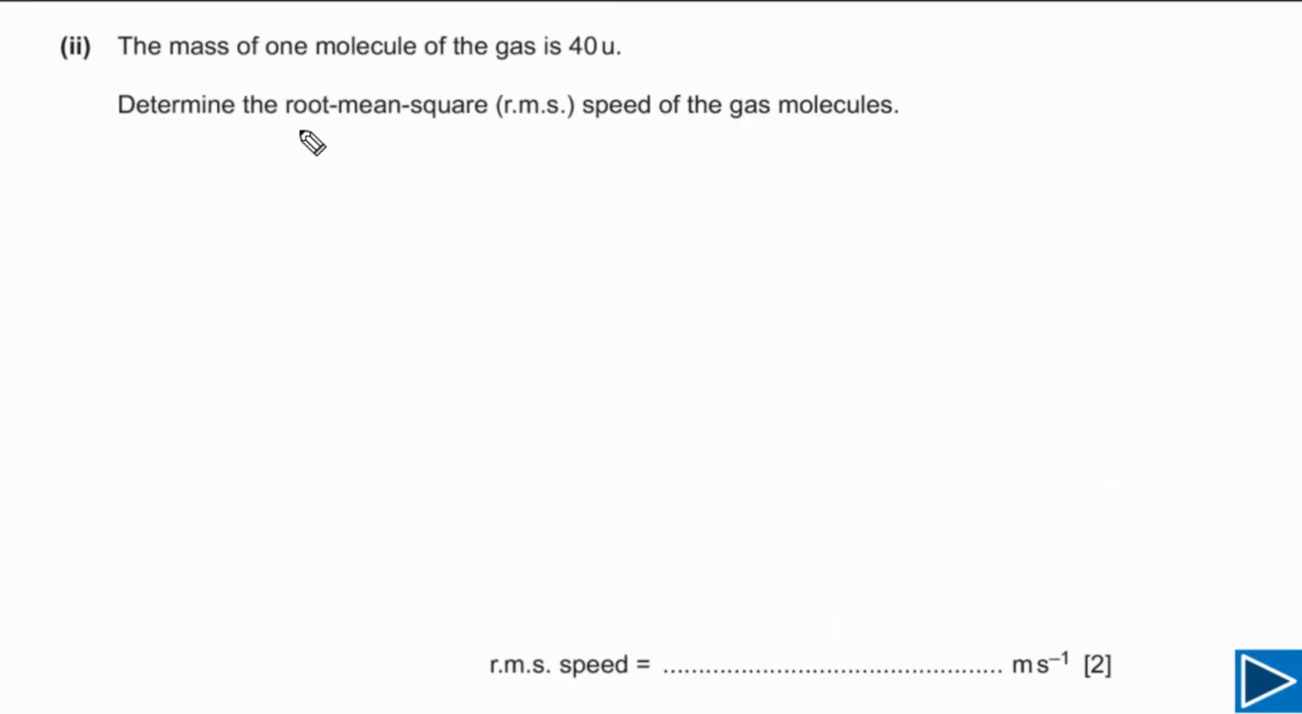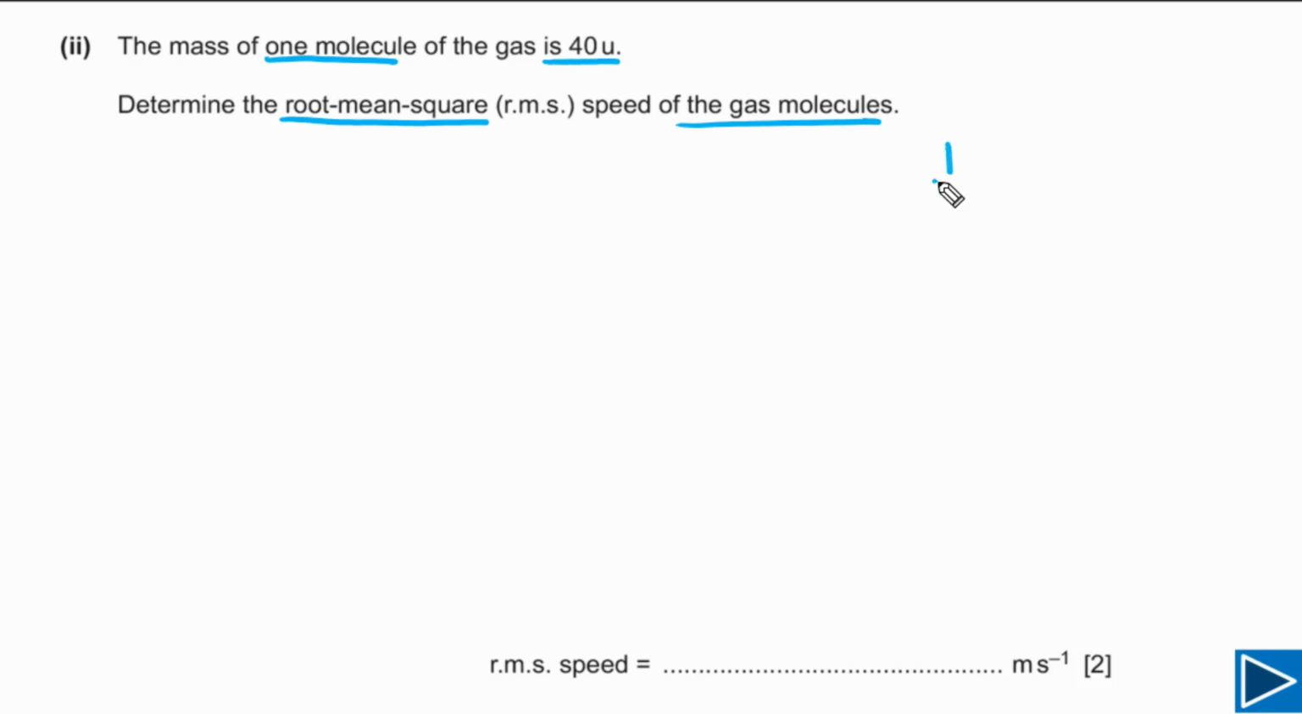For the second part, the question is asking us to determine the root mean square speed, the RMS speed, of the gas molecules. The mass of one molecule of the gas is given, that is equal to 40 u. So the question is asking us about the speed of the gas molecule. It means that we need to consider the kinetic energy of gas molecules. So we will start from here.